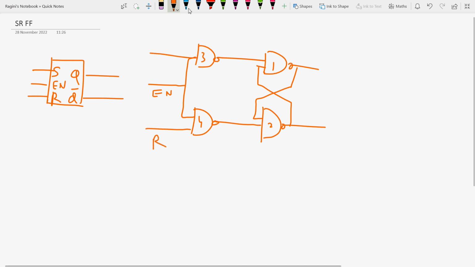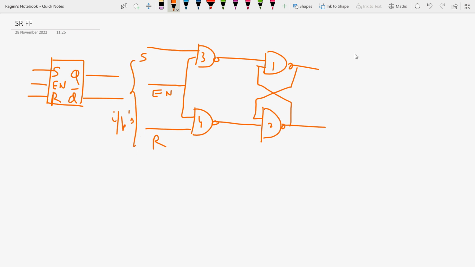Sorry, let's rub it. So this is for set. Okay, so this is S, this is R, this is enable. Now these are the inputs. Okay, now Qt plus 1 is the next state and Q bar t plus 1 is the complemented state of the output. So these are the outputs.